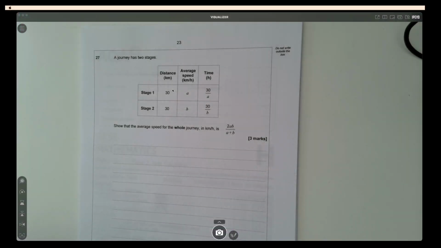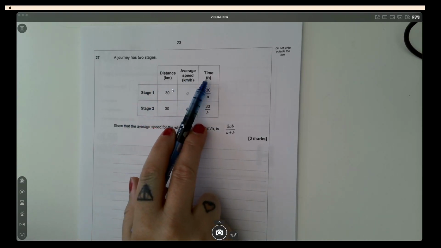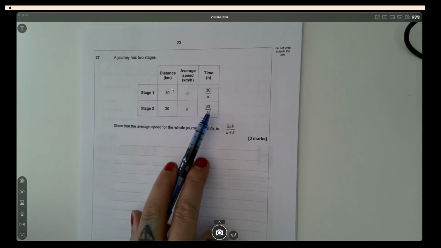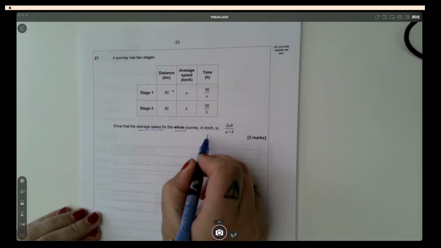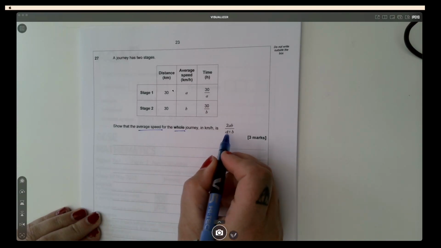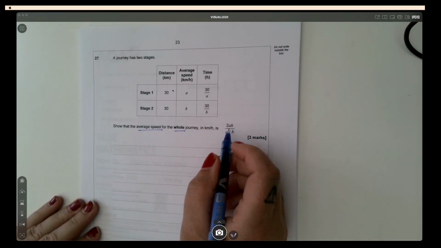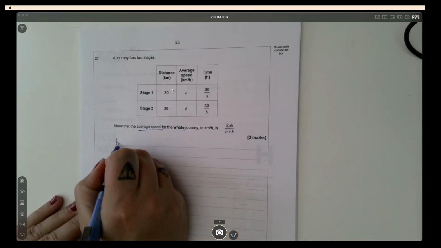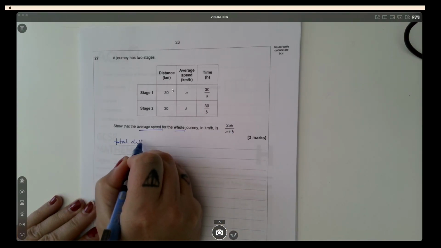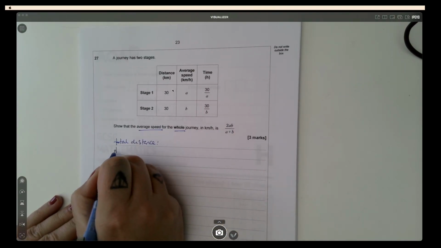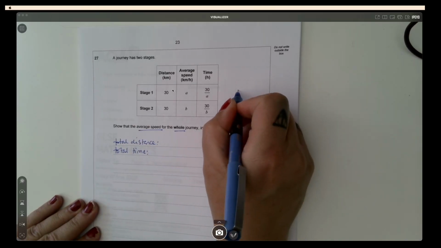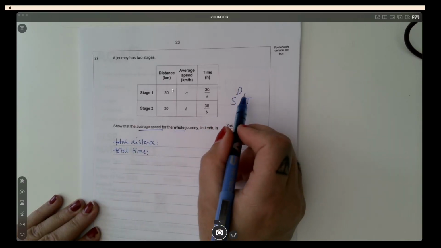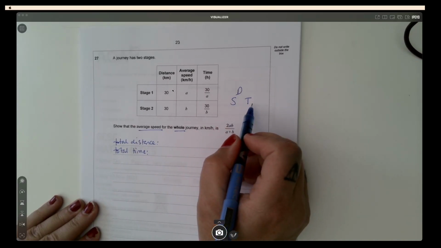Question 27. A journey has 2 stages. So we've got distance, speed and time for stage 1 and stage 2. Show that the average speed for the whole journey in kilometres per hour is this expression here. So if we want the whole journey, we need the total distance and the total time. Speed, distance and time. If we're working out speed, we need total distance and total time.